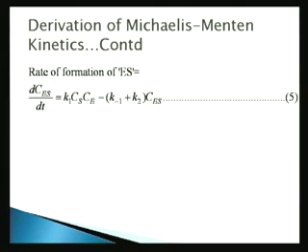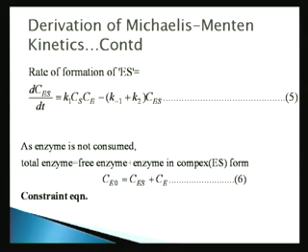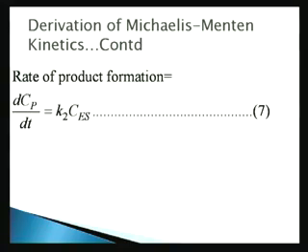So, this is the rate of formation of the complex ES given on the screen by equation 5, and another equation that we have is a constraint equation, which says that the total amount of enzyme, be it in the free form or the free form plus the form in the complex together, is a constant which equals what we started with, right. So, once we do that, then the rate of formation of product, dCp/dt, is K2 times CES.